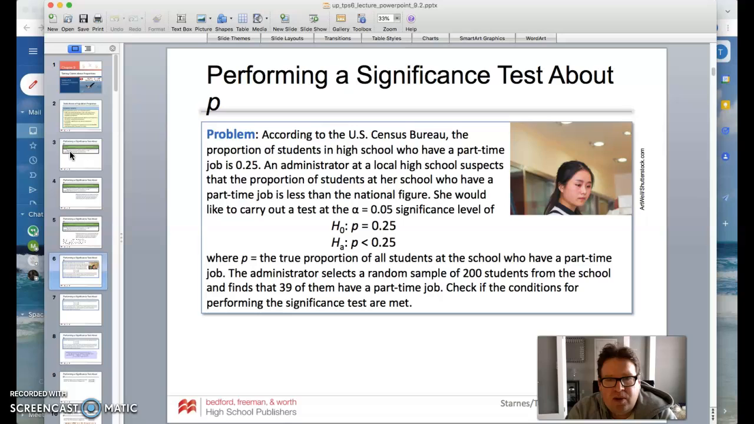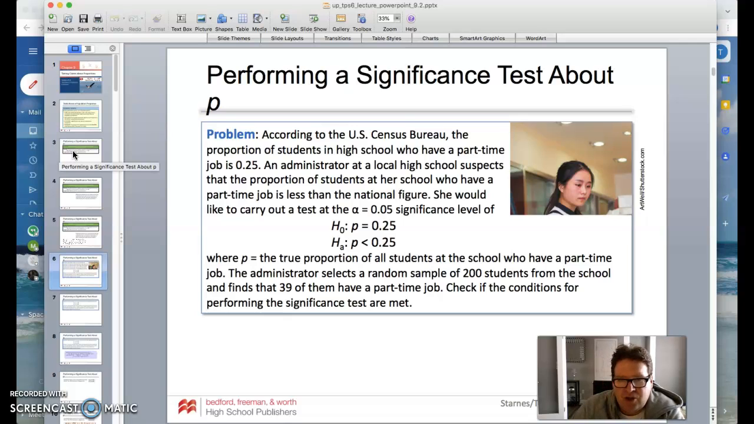We're going to look at this problem. According to the U.S. Census Bureau, the proportion of students in high school that have a part-time job is 0.25. An administrator at a local high school suspects that the proportion at her school may be less. She would like to carry out a test at the 5% significance level. So the null hypothesis is that p is 0.25, and the alternative hypothesis, of course, is that p is less than 0.25, where p is the true proportion of all students at the school who have a part-time job. Now the administrator selects a random sample of 200 students from the school and finds that 39 of them have a part-time job.